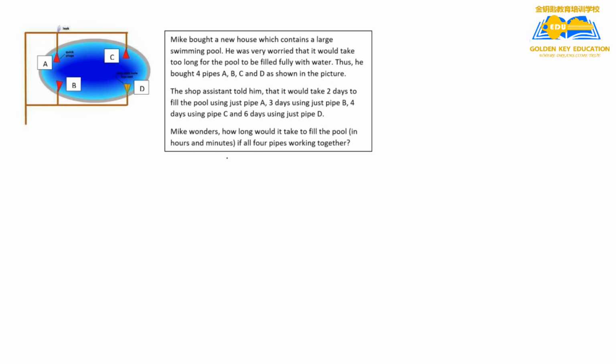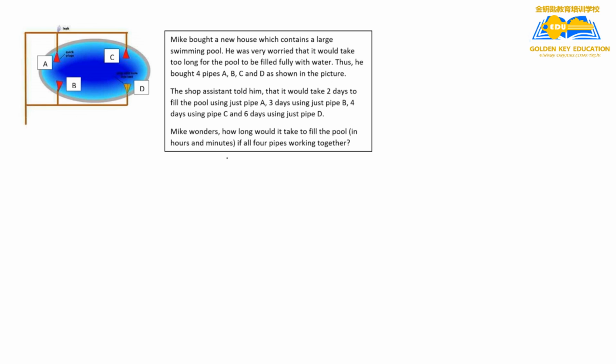Let's have a look. So Mike bought a new house which contains a large swimming pool. He was very worried that it would take too long for the pool to be filled fully with water. Thus, he bought 4 pipes, A, B, C, and D, as shown in the picture.